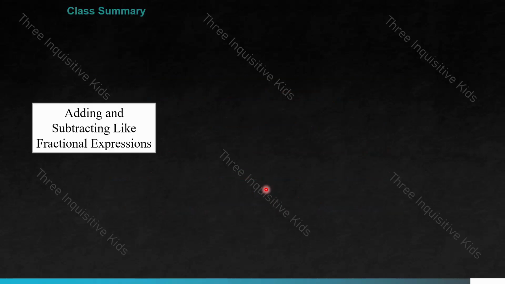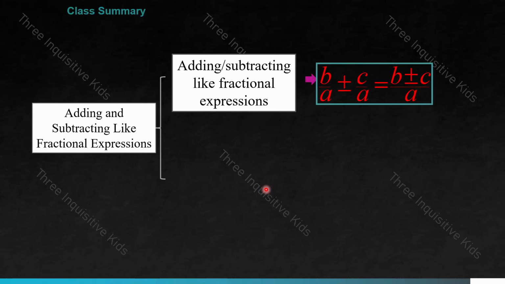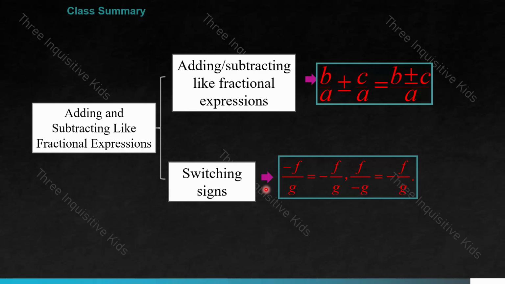Class summary. Adding and subtracting like fractional expressions. Today we added and subtracted like fractional expressions. B over A plus or minus C over A is equal to B plus or minus C over A. We also talked about switching signs, where negative f over g is equal to negative f over g, and f over negative g is equal to negative f over g.